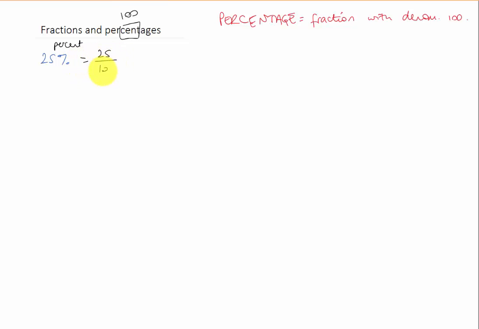A percentage is, by definition, a fraction with a denominator of 100. So let's take the example of 25%. This symbol means percent, and we use that word because cent is 100 in Latin. So 25% is equal to 25 out of 100 by definition.